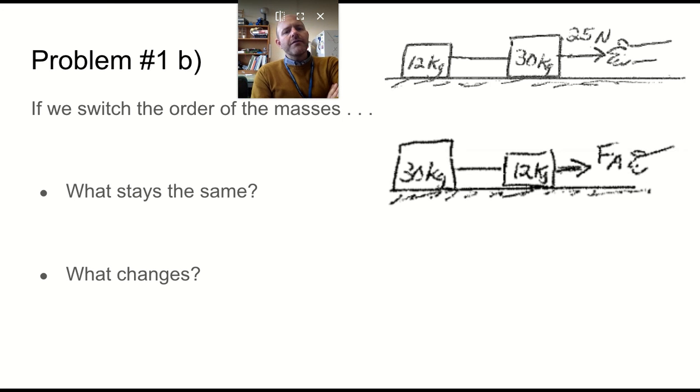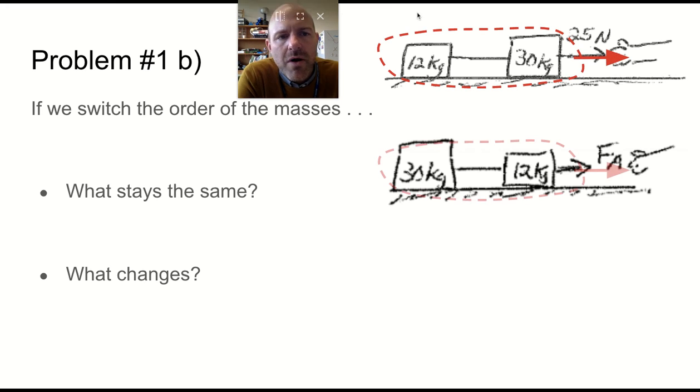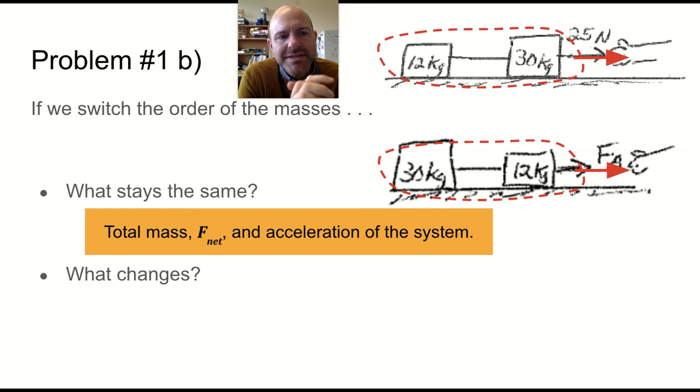So another way to think about this is look at problem 1 again. There's part A and part B. So if the only thing we do is switch the masses, the 30 kilogram goes to the back instead of in the front, what stays the same and what changes? Well, the things that are the same are that the same amount of mass is inside and the same net force or outside force is on it, the applied force. And then that means the acceleration of the system will be the same.